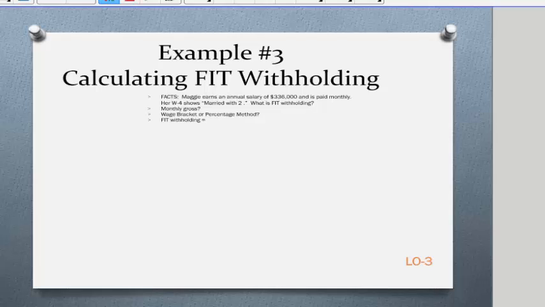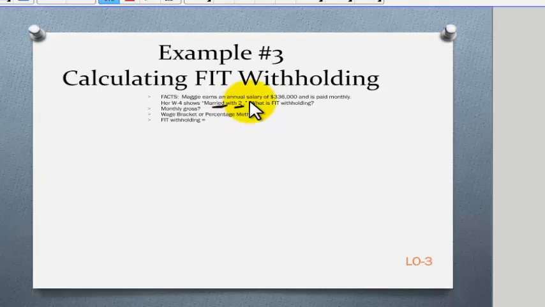Here we've got Maggie. She earns an annual salary of $336,000 and is paid monthly. You can pretty much assume that this $336,000 is a pretty highly paid employee, so it is very likely that we're going to have to use the percentage method for Maggie. Her W-4 shows married with 2 allowances.